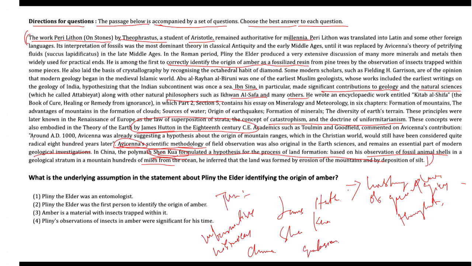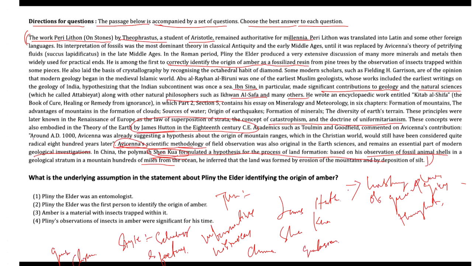If I talk about the style of the passage, you can say that it is scholarly and factual, providing concise information about the contribution of each figure and the evolution of geological ideas. The text uses a chronological structure to present the historical development of geological thought.